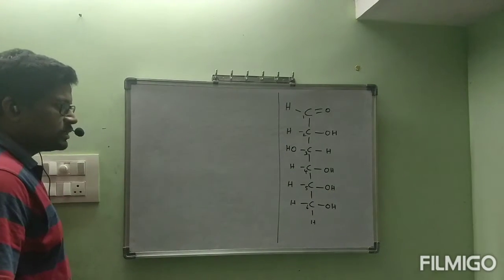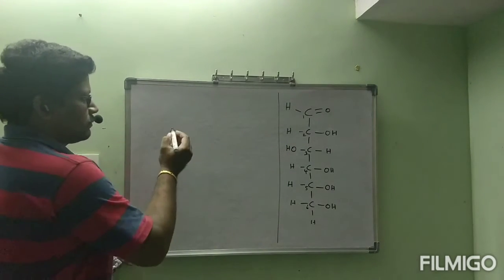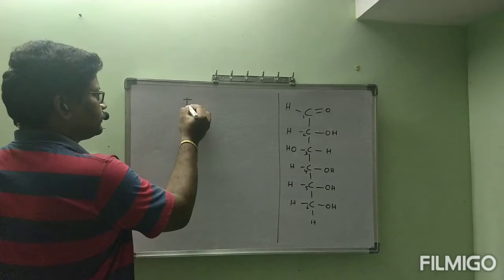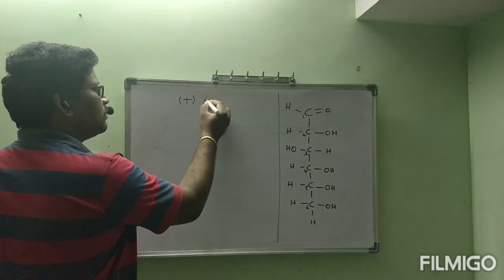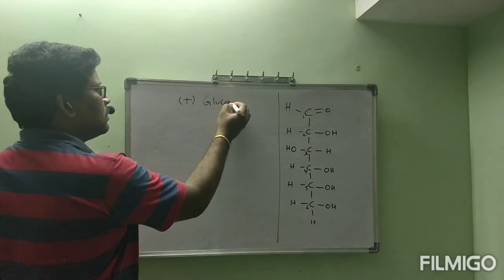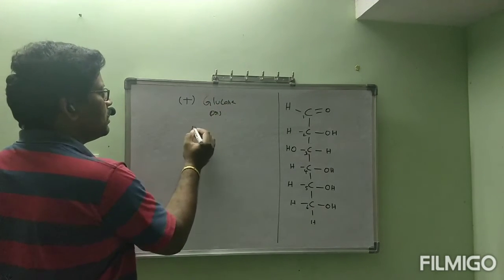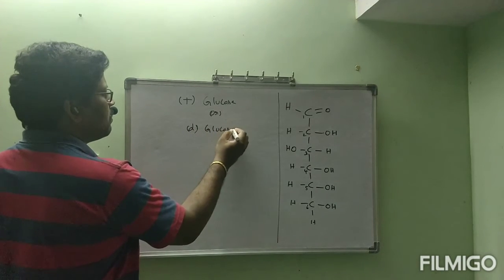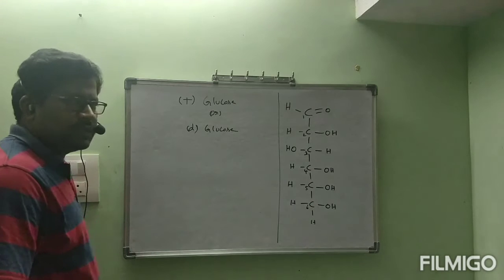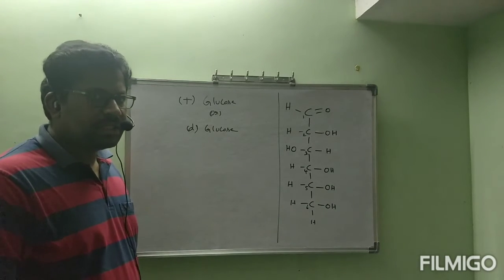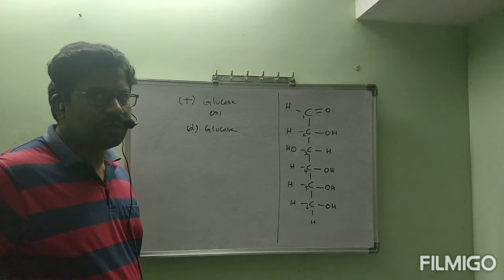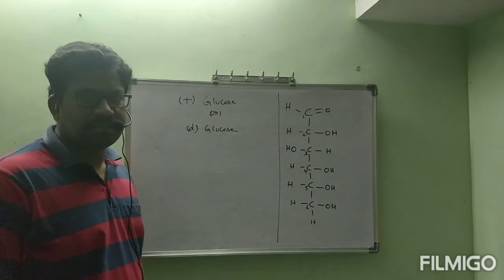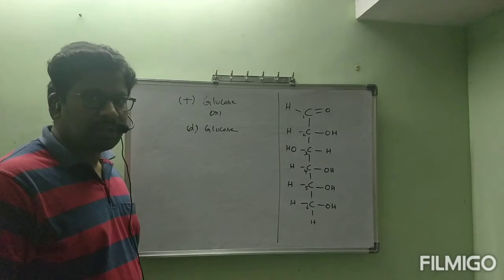Now, in yesterday's class, we saw that glucose can be named plus glucose or small d glucose. What is the meaning of this plus or small d? This is dextrorotatory. Glucose is dextrorotatory. We already know that. So according to that, we can write plus glucose or small d glucose.